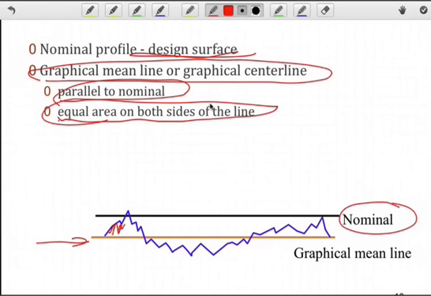So when we mean that the area is the same on both sides, essentially the integral of that, the area on the top should be the same as the area on the bottom. And that defines where this line is located. So the line moves up and down depending on how much area is on the actual surface.